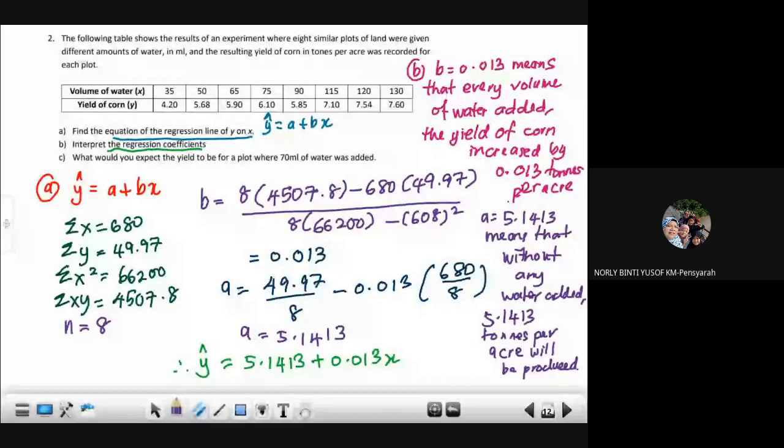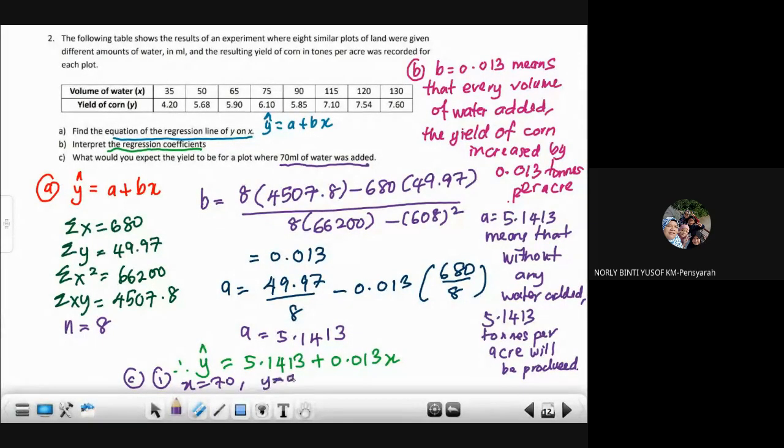Then C, the last one: what will you expect the yield of corn to be where 70 ml of water was added? You only need to put it into this formula. So when X equals 70, substitute it into Y.